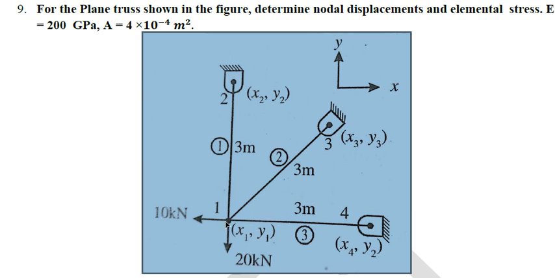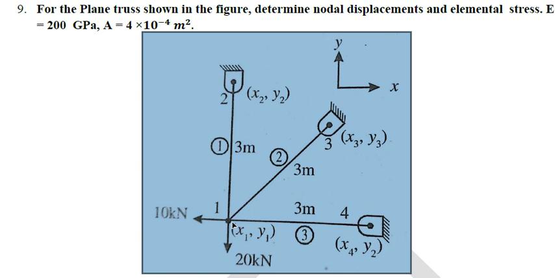Now node 1 is applied with a force in the negative x direction 10 kilonewton and in the negative y direction 20 kilonewton. All the other nodes 2, 3 and 4 are hinged, so their degrees of freedom are completely arrested. Only Q1, Q2 you have to find. Q3, Q4, Q5, Q6, Q7, Q8 everything is arrested. You have to eliminate everything. Elimination method is better. Penalty method becomes complex.